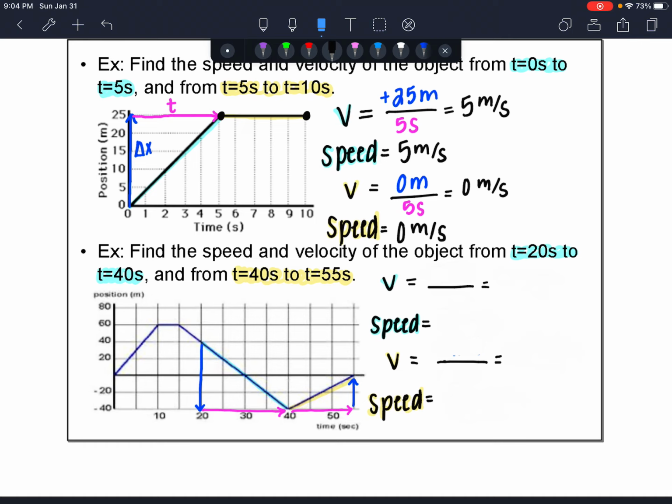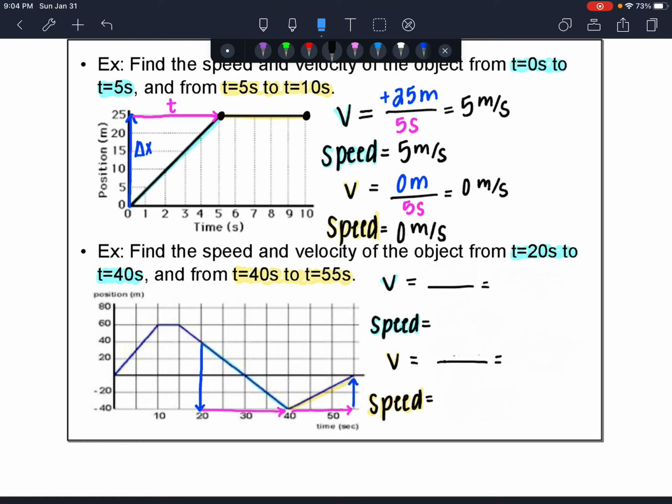All right, I'm assuming if you're listening to this, you're ready to check your answer to this example. We're going to try to find the speed and velocity of this object during 2 time intervals, from 20 seconds to 40 seconds, and then from 40 seconds to 55 seconds. And I've already kind of set it up for you.